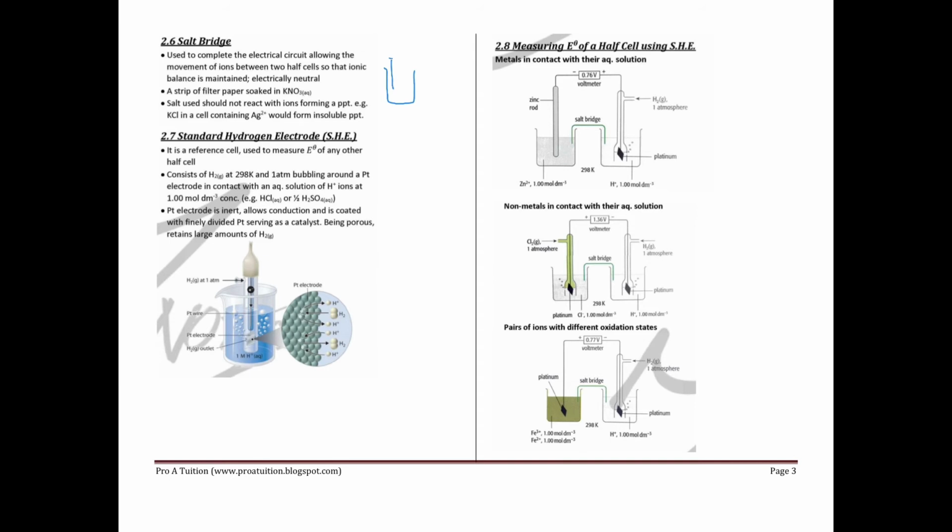Here they put zinc, and here they put Zn2+. Then the salt bridge is like this. Okay, this is the salt bridge. And on the other side they use copper, Cu2+, and the electrode that they use is Cu. Then they connect the circuit to the voltmeter. So this is the same electrochemical cell as just now.